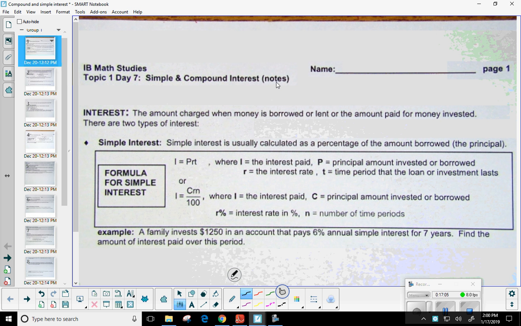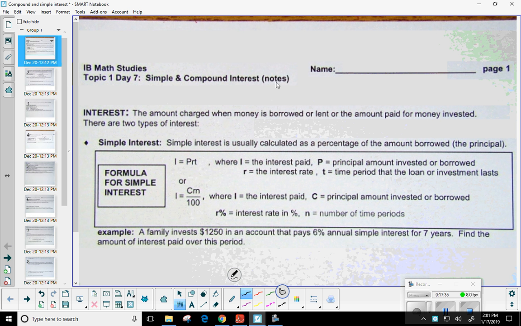Interest: the amount charged when money is borrowed or lent, or the amount paid for money invested. There are two types, simple and compound. Simple interest is usually calculated as a percentage of the amount borrowed, which we call the principal. I is the interest paid, the amount that you've earned at the end of whatever time length you've got. P is the principal amount invested or borrowed. R is the interest rate. T is the time period for the loan or the investment, how long it lasts.